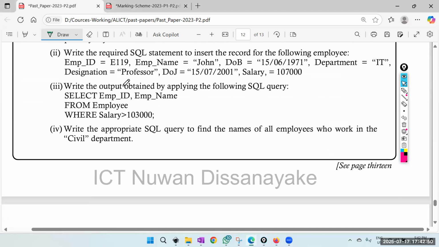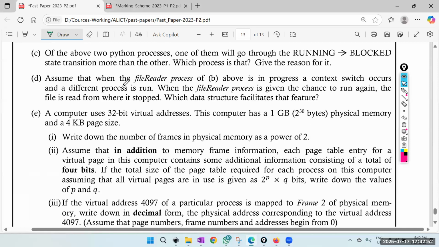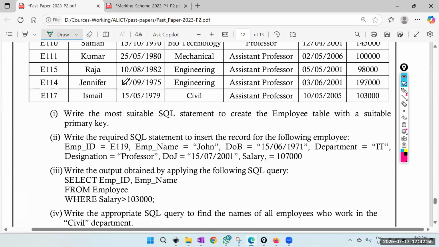Right, the ninth question. That is the last one. No, 9 and 10, two questions.